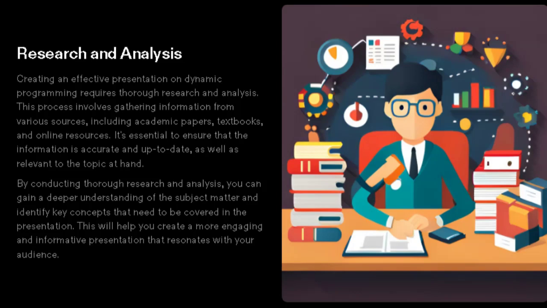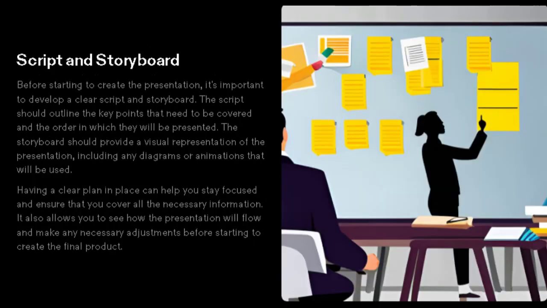Script and storyboard. It's important to develop a clear script and storyboard. The script should outline the key points that need to be covered and the order in which they will be presented. The storyboard should provide a visual representation of the presentation, including any diagrams or animations that will be used. Having a clear plan in place can help you stay focused and ensure that you cover all the necessary information. It also allows you to see how the presentation will flow and make any necessary adjustments before starting to create the final product.